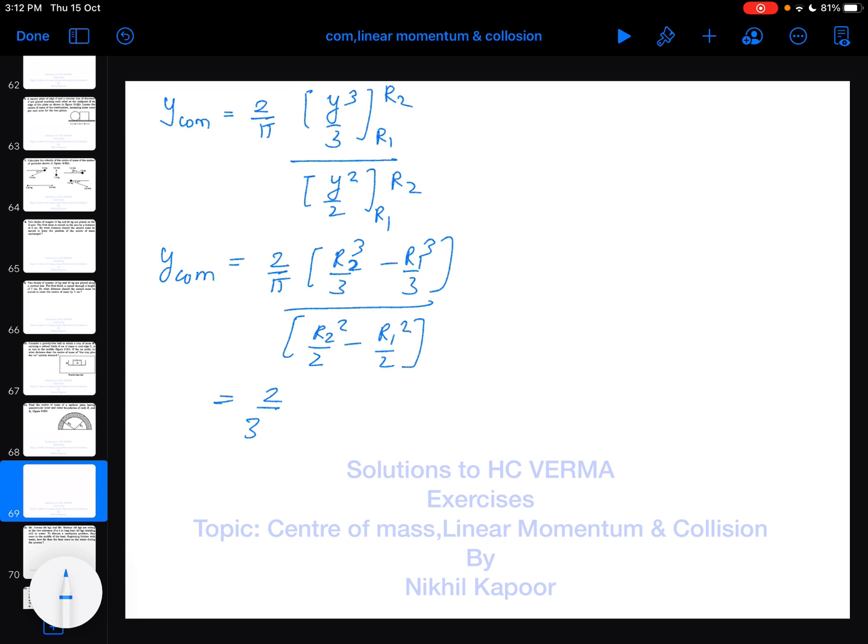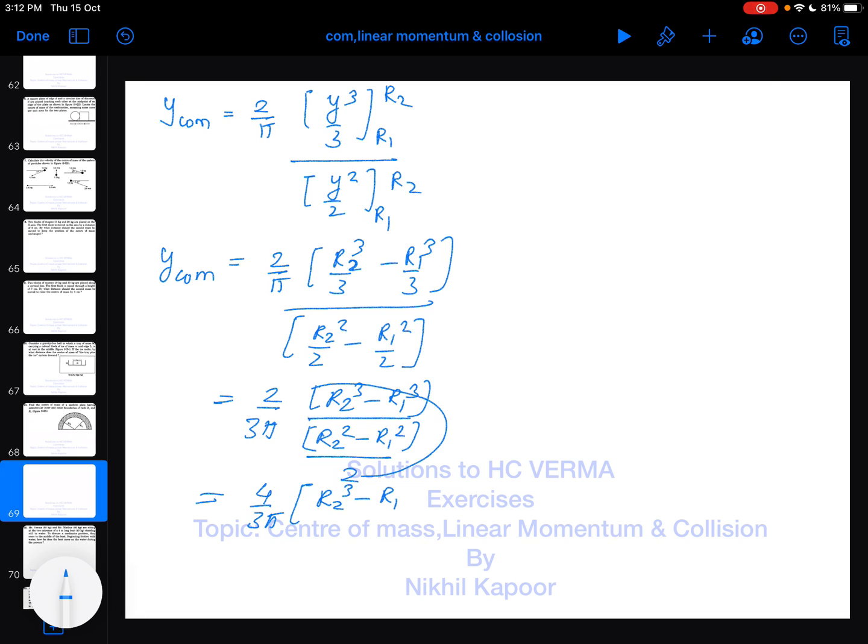Now I can take this 3 as common: r2 cube minus r1 cube upon r2 square minus r1 square by 2. So this 2 and this 2 become 4. 4 upon 3 pi in bracket, r2 cube minus r1 cube upon r2 square minus r1 square. And this can be reduced further, but you can keep this as it is also. So that would be the center of mass, and reducing further this algebraic expression by using the a cube minus b cube property, you can also reduce it.